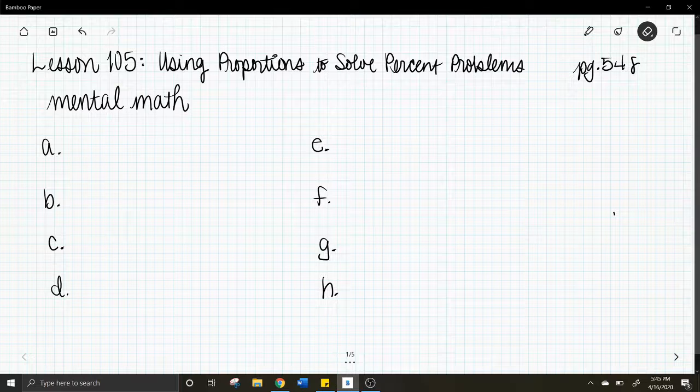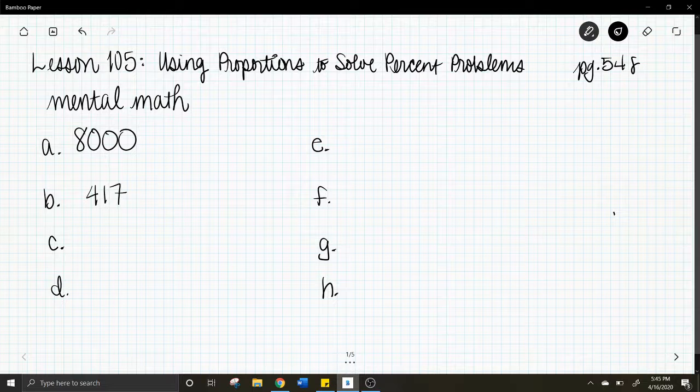For letter A, we have 200 times 40. What is 200 times 40? The answer is 8,000. Letter B, 567 minus 150. What is 567 minus 150? The answer is 417. Letter C, what is 50% of 200? 50% of 200 is 100.